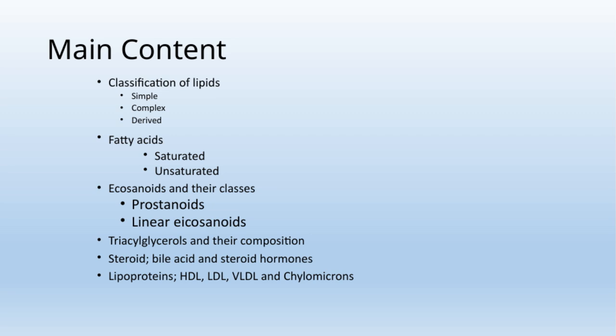Finally, lipoproteins such as HDL, LDL, VLDL, and chylomicrons are essential for lipid transport in the bloodstream. Each type has a specific role. For example, HDL is known as good cholesterol, while LDL is often called bad cholesterol because of its association with cardiovascular disease. Understanding these classifications helps us grasp how lipids function in health and disease, tying into the broader themes of metabolism and physiology.